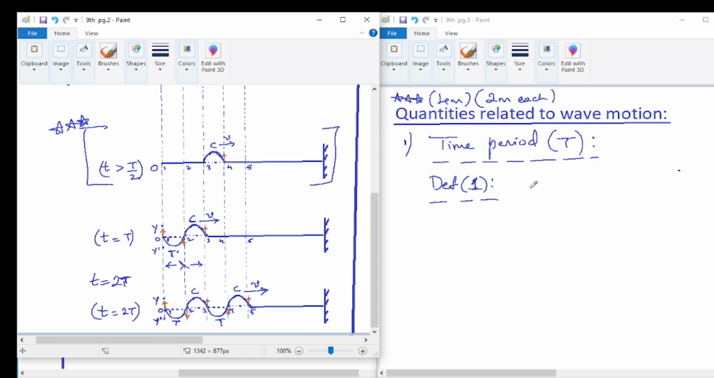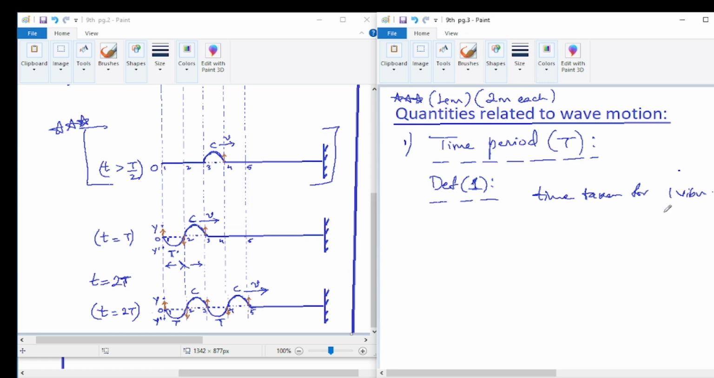So the first definition we have already seen. What is time period? It is the time taken for, just see here, time taken for one vibration. That's what we have seen in the definition of vibratory motion. That is the definition of one vibration or one oscillation. That time taken for one vibration or one oscillation itself is called the time period. And what is the second definition? Why is a second definition given? The second definition is given because vibratory motion produces wave motion, as we have seen in the example.